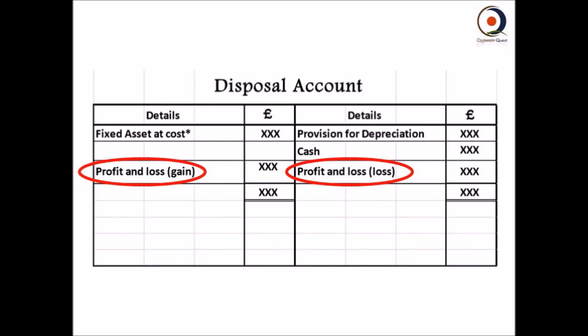Once we are done recording these 3 items, the last thing we need to do is to balance this account with profit and loss. Profit and loss can be either on the debit side or on the credit side of the disposal account. It depends on whether we made a gain on disposal or a loss on disposal. If we made a gain on disposal, then profit and loss will be on the debit side of the disposal account, and if it is a loss on disposal, then profit and loss will be on the credit side of the disposal account.